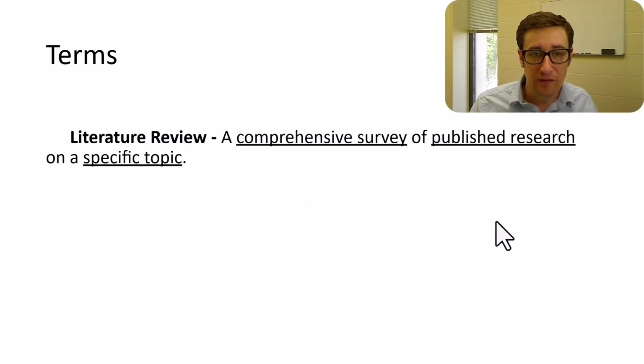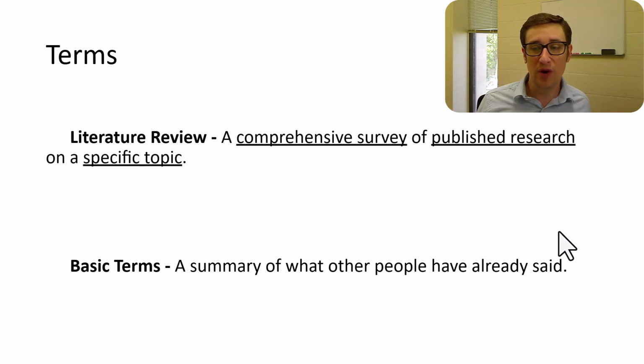What is a literature review? A literature review is a comprehensive survey of published research on a specific topic. In basic terms, it's a summary of what other people have already said. So when you start doing a research paper, maybe you're going to have to look up everything that people have said. What are the most important papers? Who are the most important researchers? You're going to find them, read what they've said, and build your opinion around that.